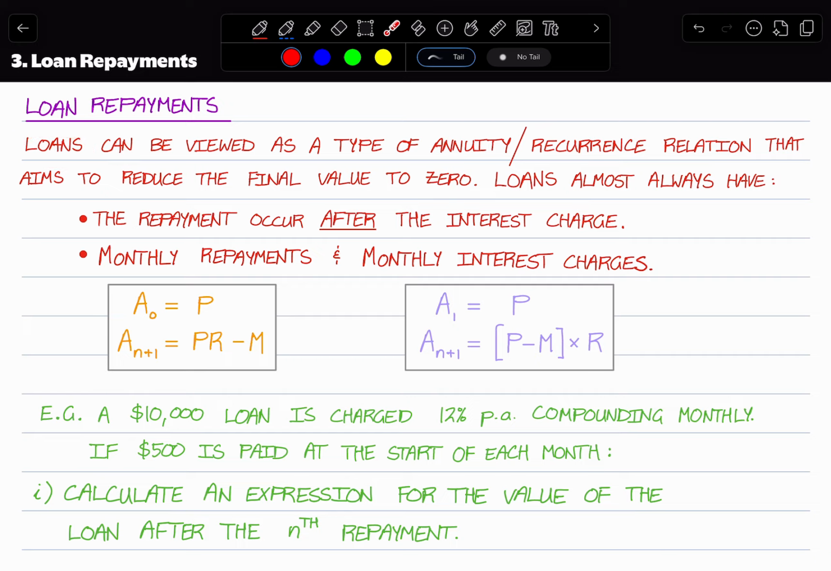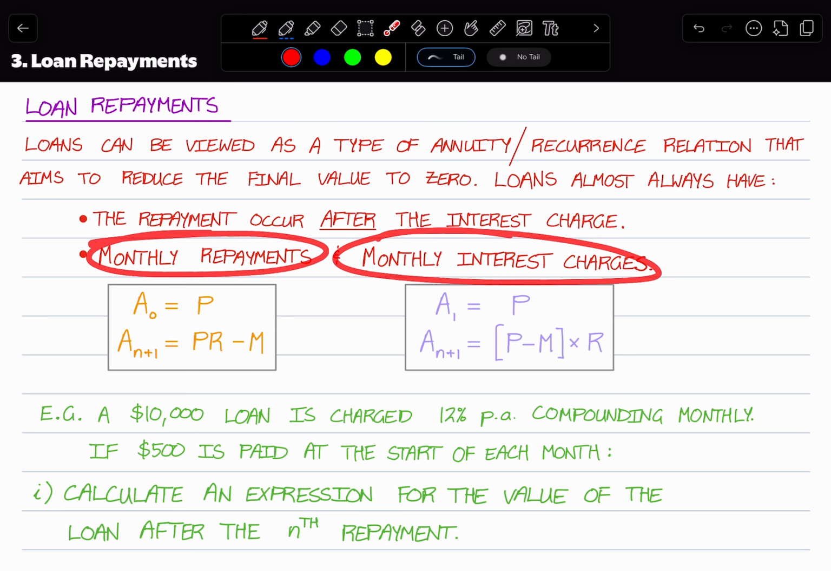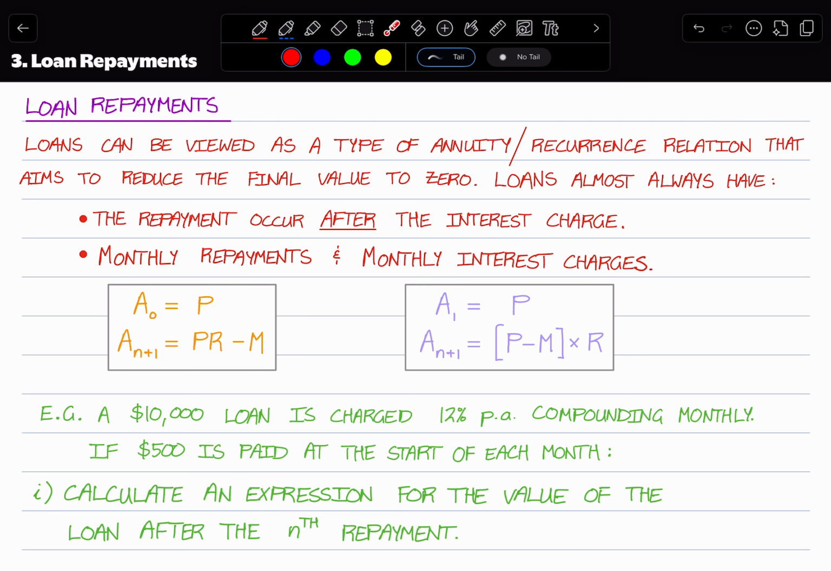Loan repayments can be viewed as a type of annuity or recurrence relation that aims to reduce the final value to zero. Loans almost always have these two things in common. The repayment occurs after the interest charge, and there are monthly repayments and monthly interest charges.